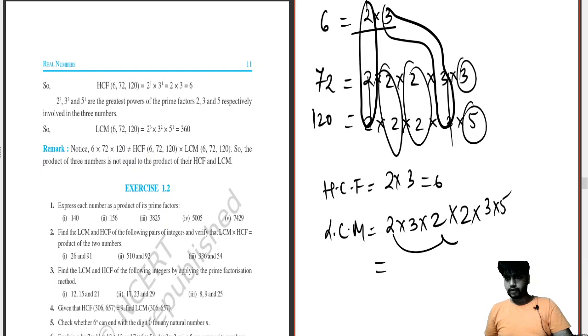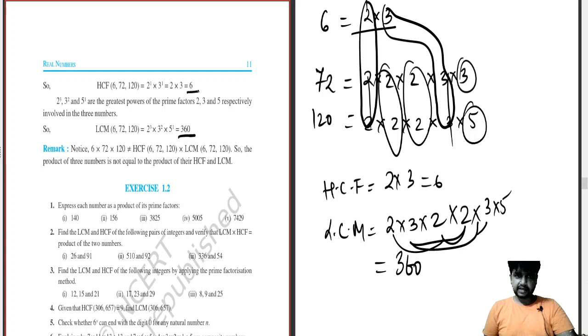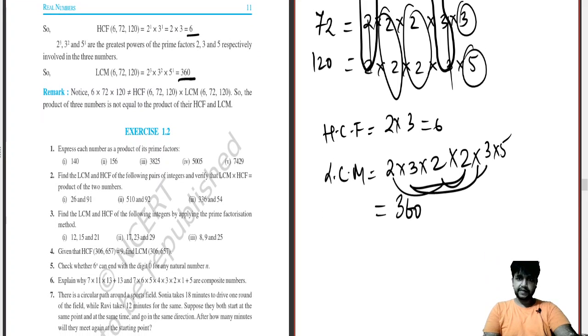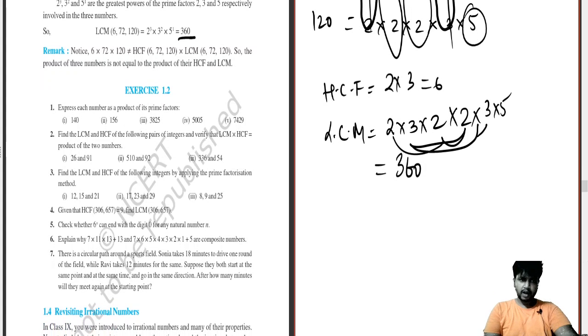So 2 2s are 4, 4 2s are 8, 8 3s are 24, 24 3s are 72, and 72 into 5 is 360. So your LCM will be 360 and your HCF will be 6. Okay. This is the way how you calculate your HCF and LCM part in class 10.